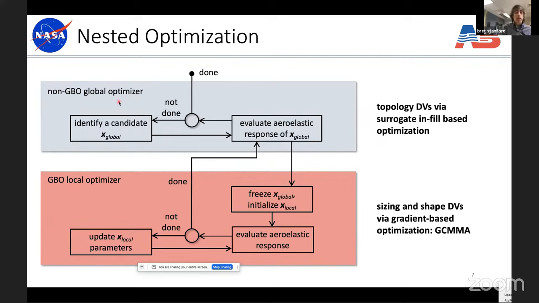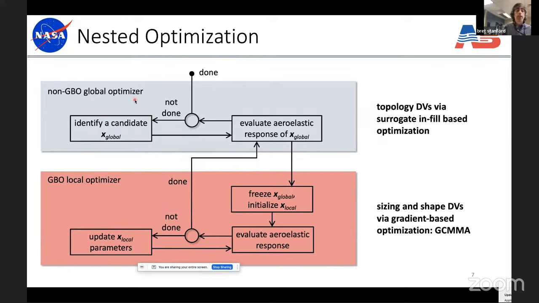Because this global optimizer, as it sort of hunts and pecks its way across that design space, might consider 100, maybe even 1,000 different designs, which means we have to do 100 or maybe 1,000 different complete gradient-based optimizations. So the computational cost here is really high. Everything's written in parallel, kind of nested levels of parallelism, but even still, the computational cost here is pretty large.